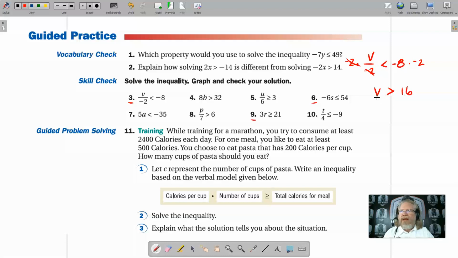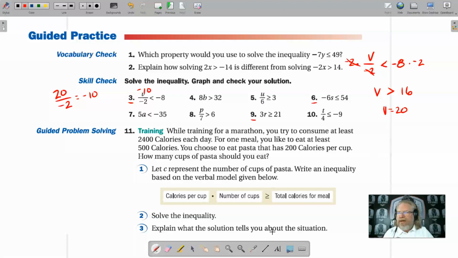So we get v is greater than 16. So pick a number greater than 16. Let's go with 20. Let's say that v is equal to 20. We'll plug in 20 there. So 20, I'm plugging in for v, over negative 2. What's that equal? It equals negative 10. Is negative 10 less than negative 8? Indeed it is. So we could check that out.